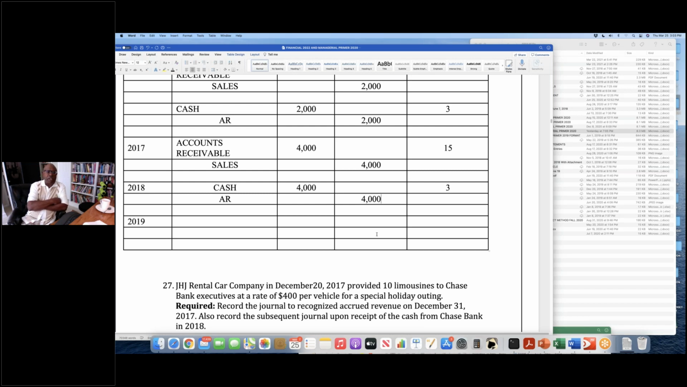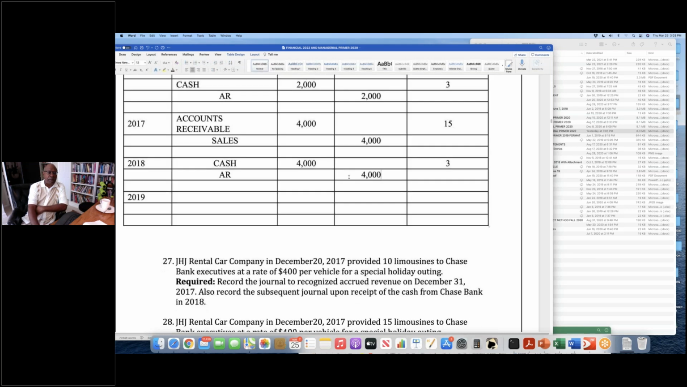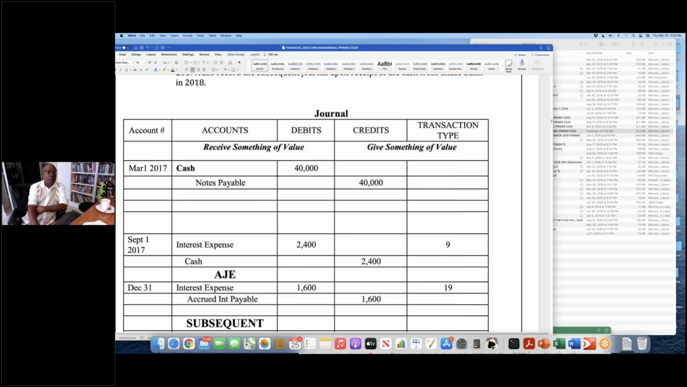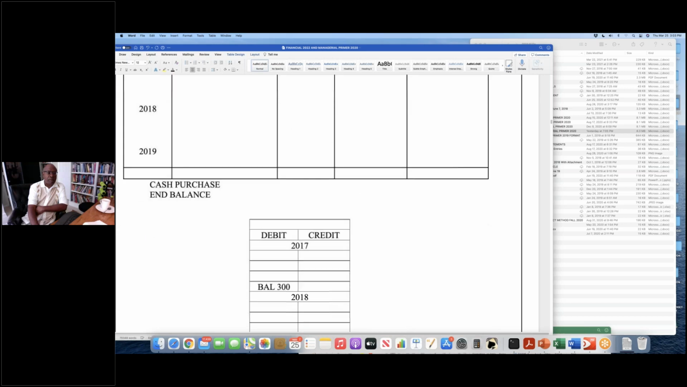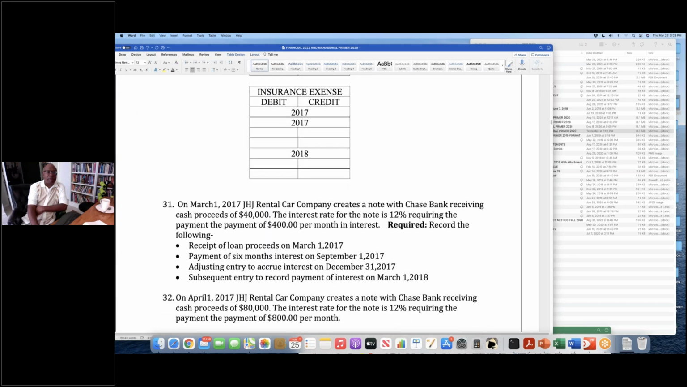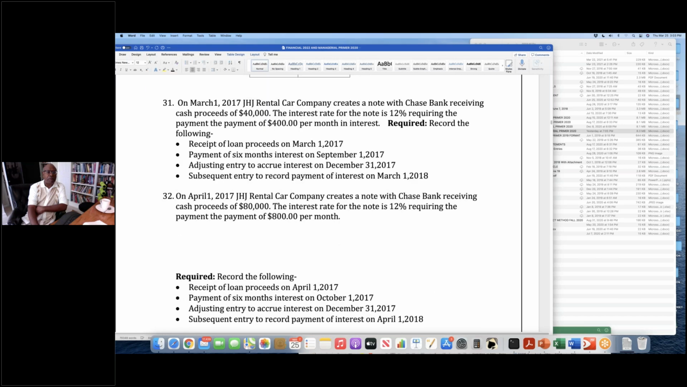So that is virtually all that's involved in a type 3 adjusting entry. You've seen it before. You should be able to handle it. And there are some other ones involving notes and everything, but we'll try to keep it simple.